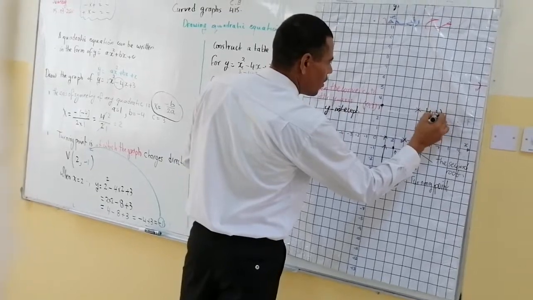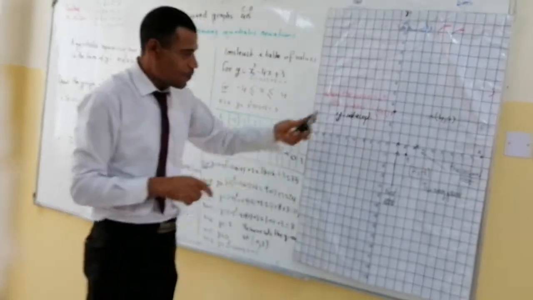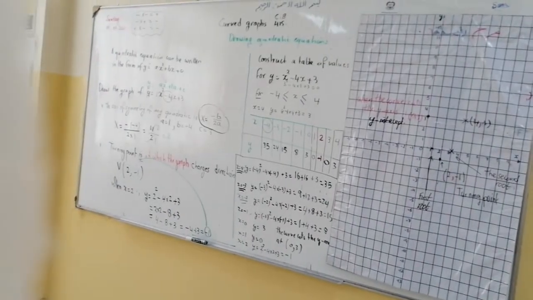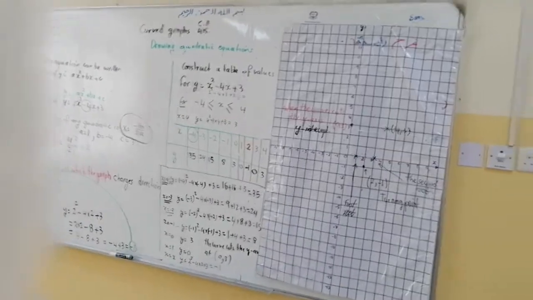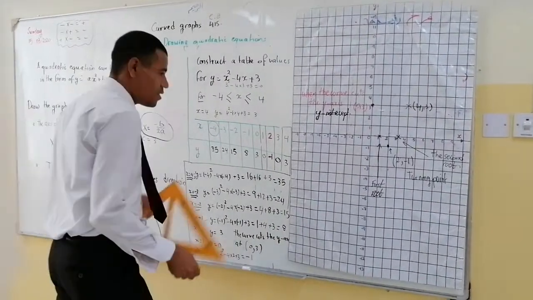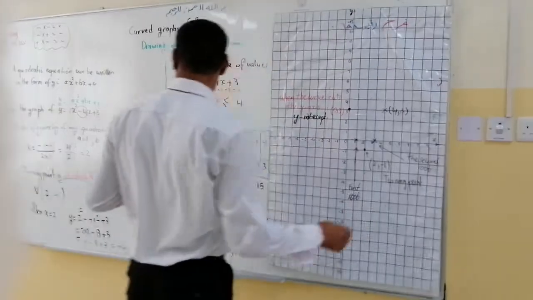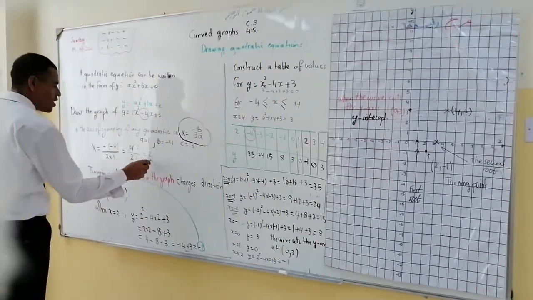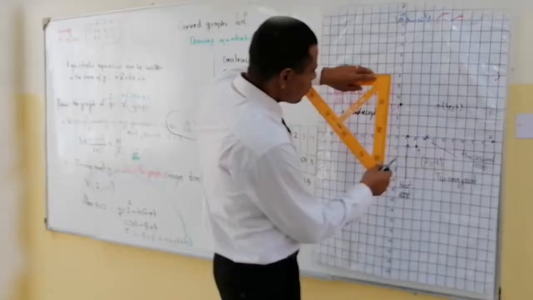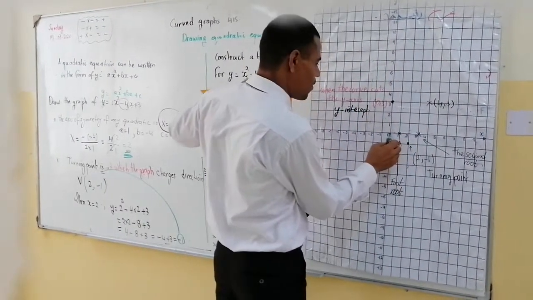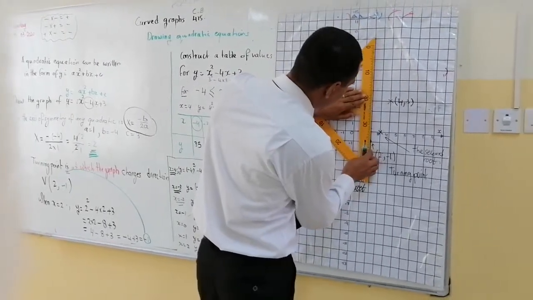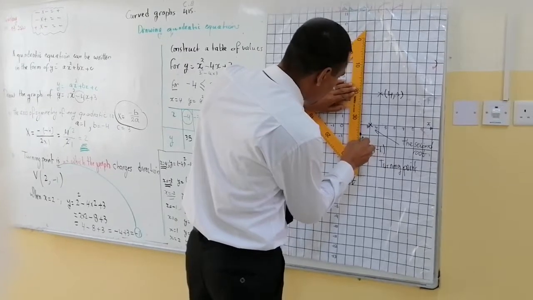Now my kids, after plotting at least 4 points, and since you already know about the axis of symmetry, I will use my set square to draw the axis of symmetry. This is the axis of symmetry, when x equals 2. So I will just use my ruler. This is x equals 0, x equals 1, x equals 2. I will start from that.